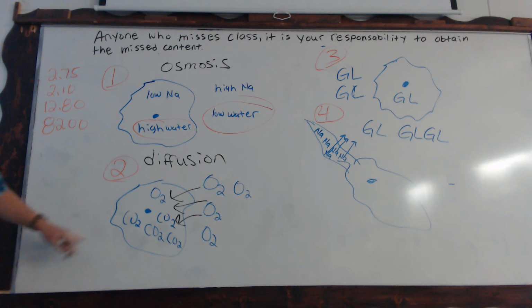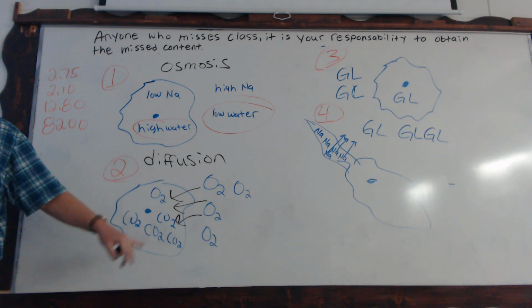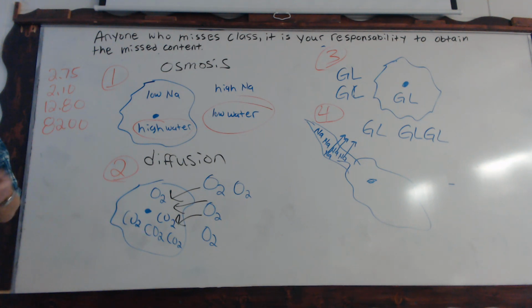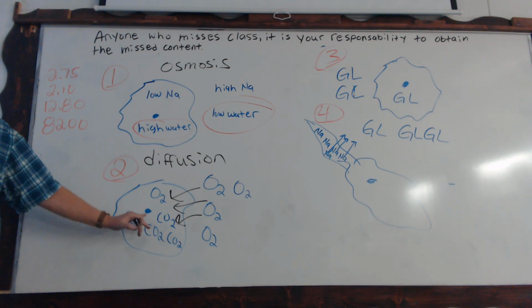Okay? So what can you tell me about the carbon dioxide now? That doesn't just stay inside the cell. Yeah, it's going to move out because of the concentration gradient.